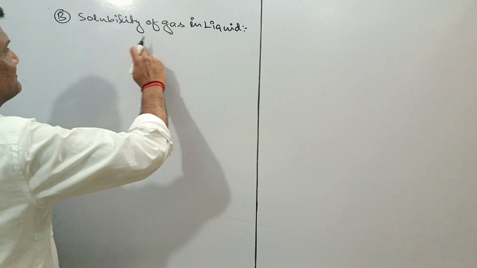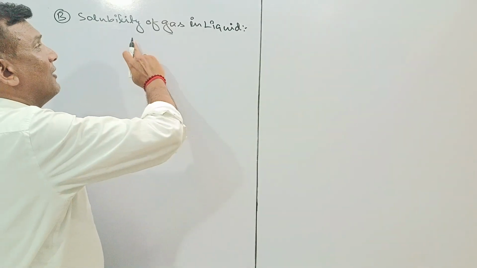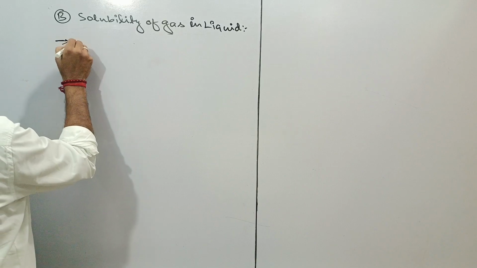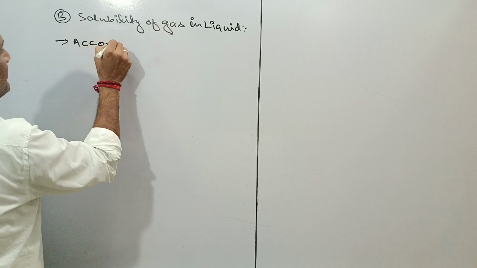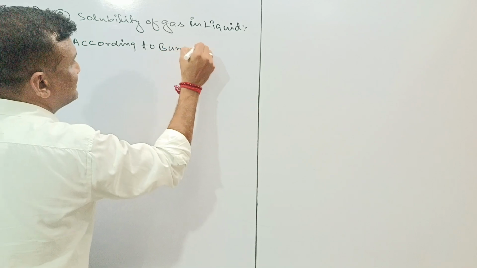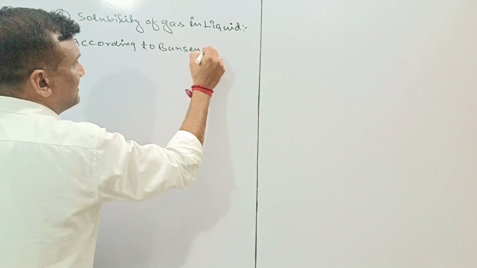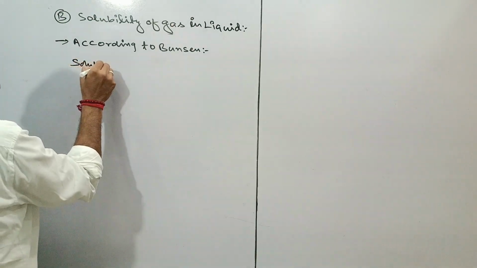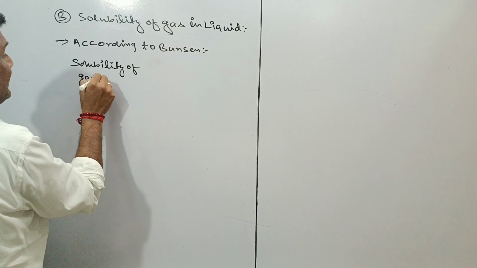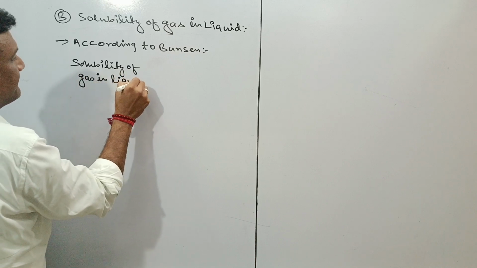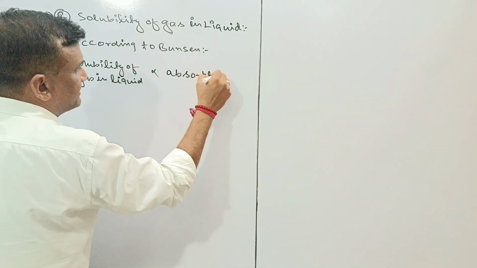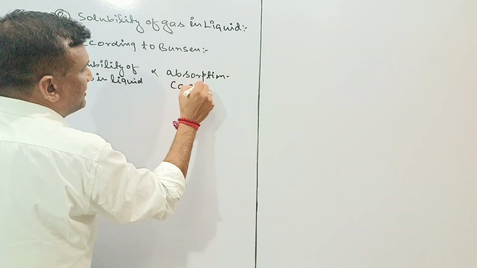So first of all we'll go with what is the meaning of solubility of gas in liquid. It was explained by Bunsen. जिन्होंने पर्टिकुलर बंसन बर्नर भी डिस्कवर किया था, अकॉर्डिंग टू बंसन, solubility of gas in liquid is directly proportional to the absorption coefficient.